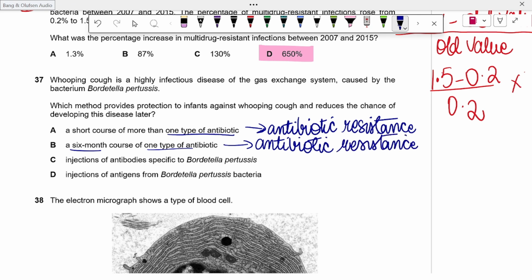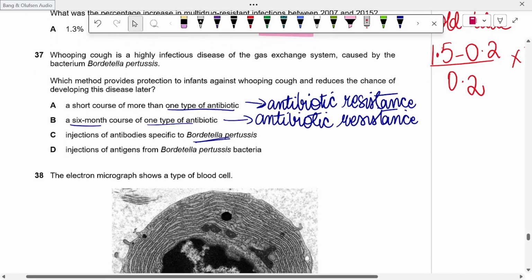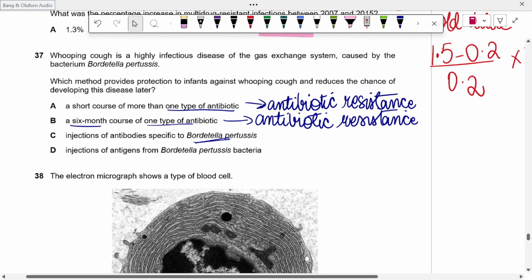Injection of antibodies specific to this virus, bacterium, sorry. Is this the appropriate answer? No. Option D, it should be antigens. Very good. Injections of antigen from this particular bacterium.